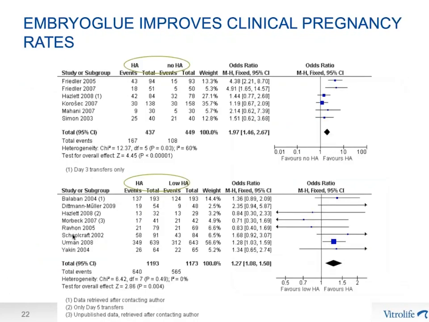So this slide shows Embryoglue improving clinical pregnancy rates. If you look at the top graph, you can see HA or no HA. When you look at the odds ratio, you can see there's a significant shift to the right, which means there's a highly beneficial effect for hyaluronan. When you look at HA or low HA, again, looking at the odds ratio, there's a shift to the right of the line, which is in favor of hyaluronan. And again, that is highly significant.